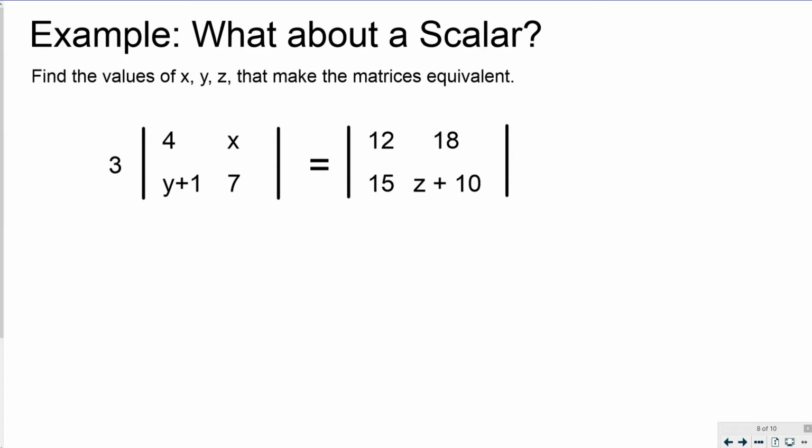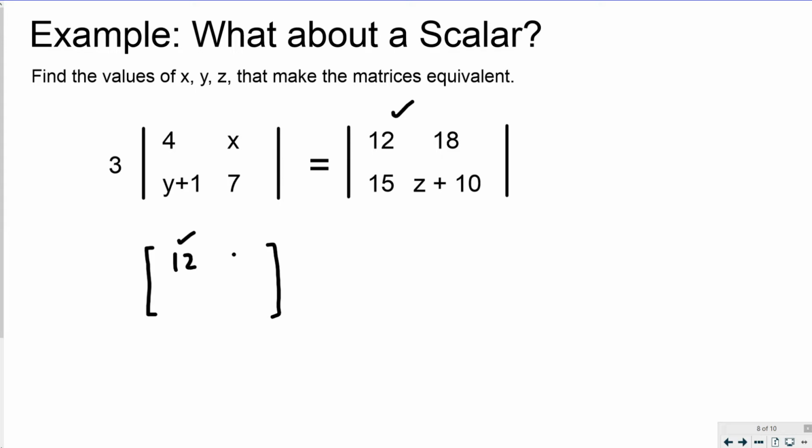So if we have a scalar, the first thing that we need to do is actually apply that scalar to everything in there. So we're going to take this matrix here, we're going to multiply it by 3. So when I do that, I get 12 is the first element, and that matches up here. So that matches up my two matrices.